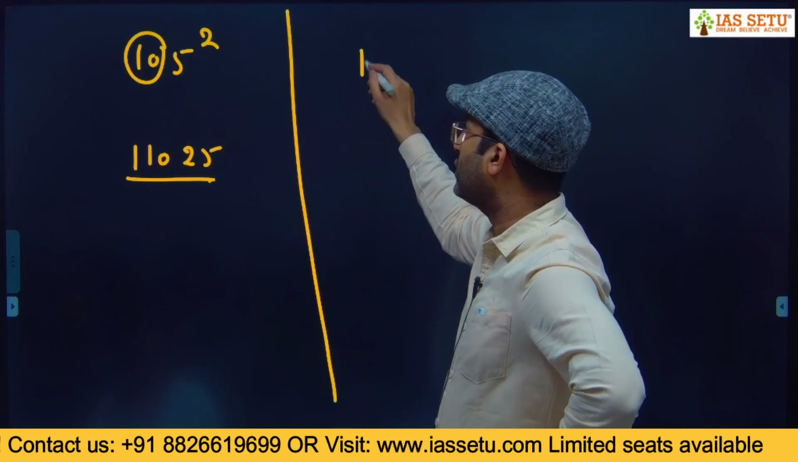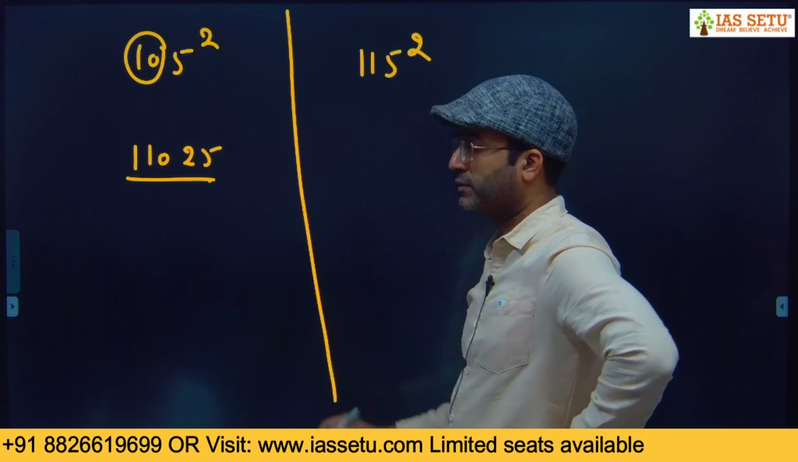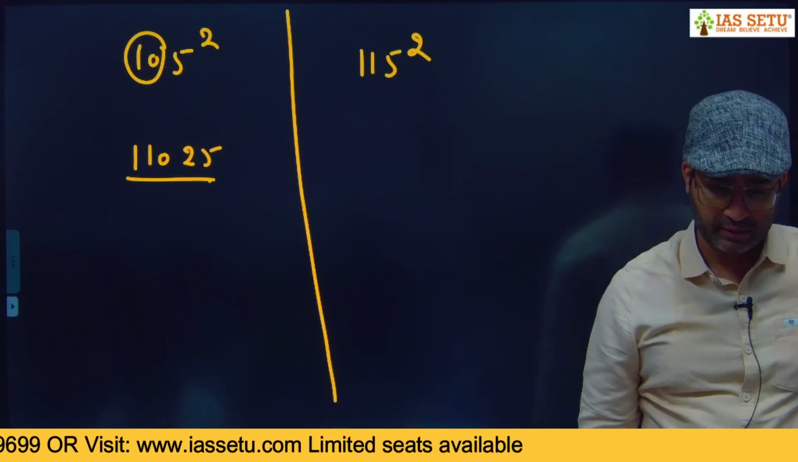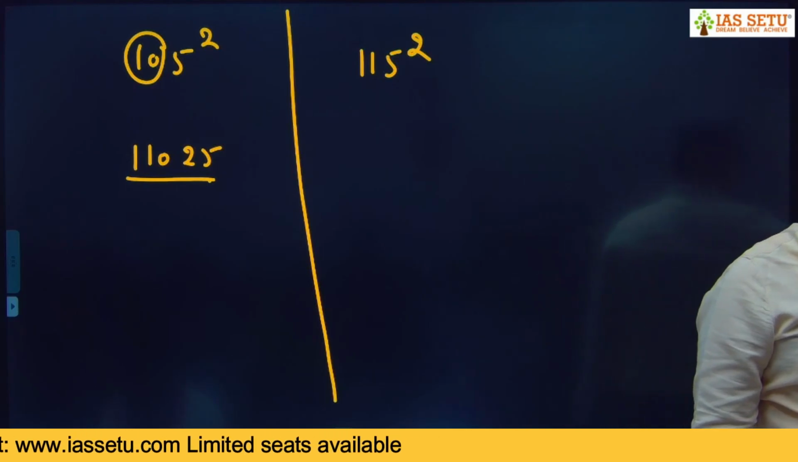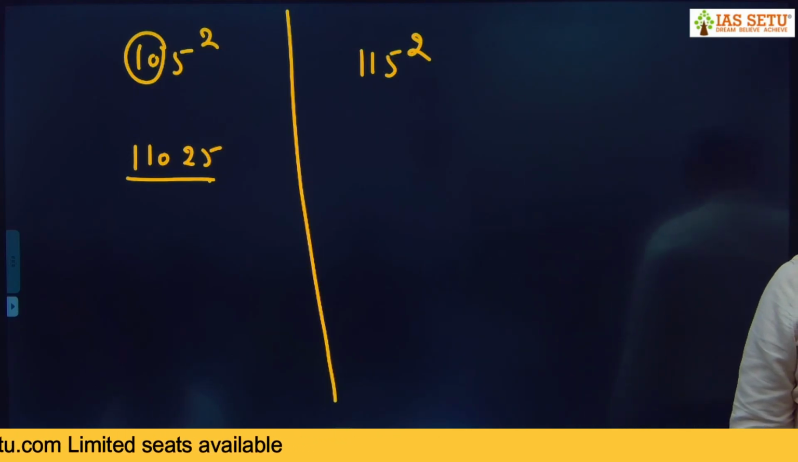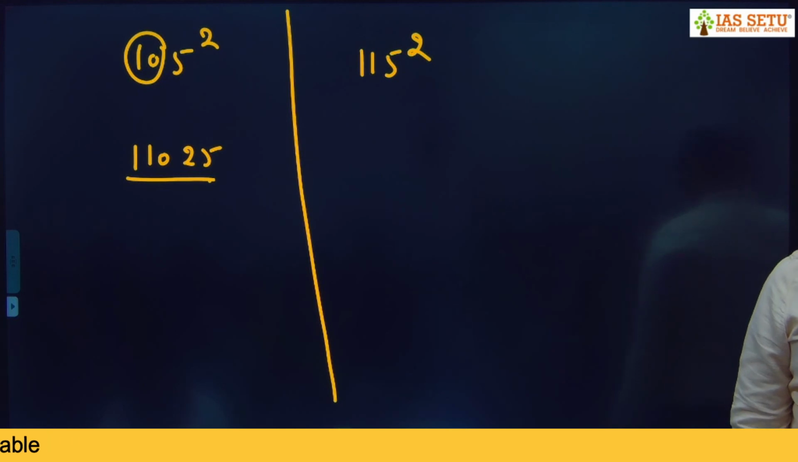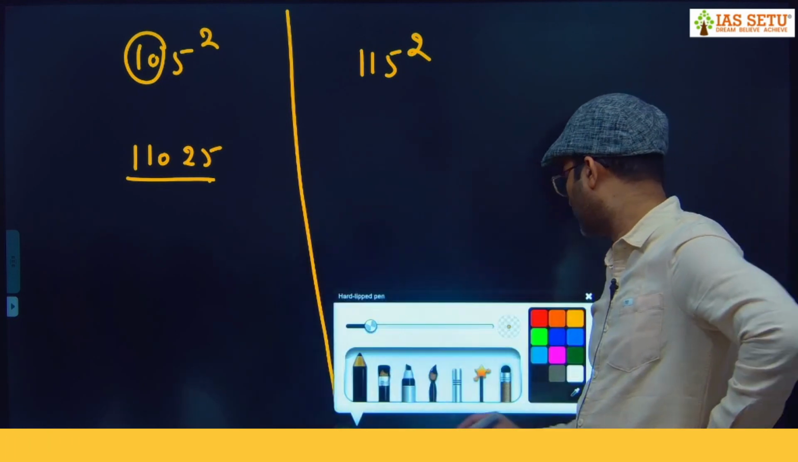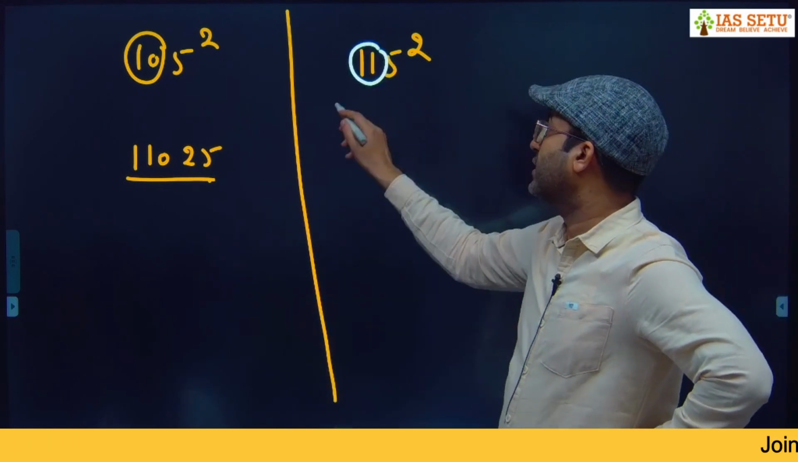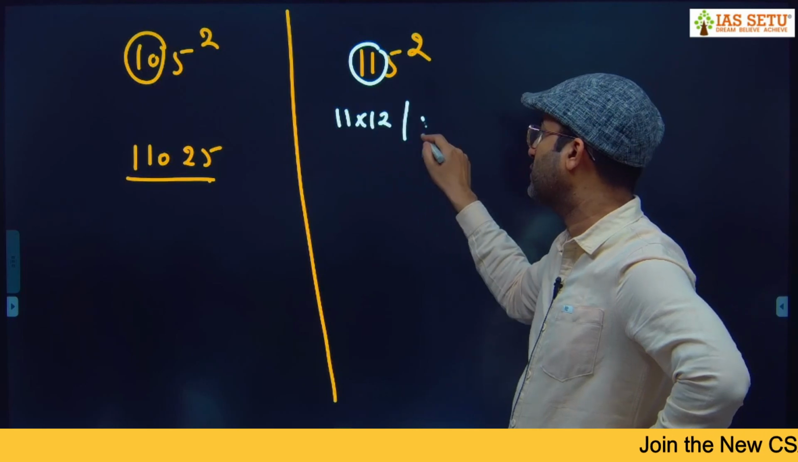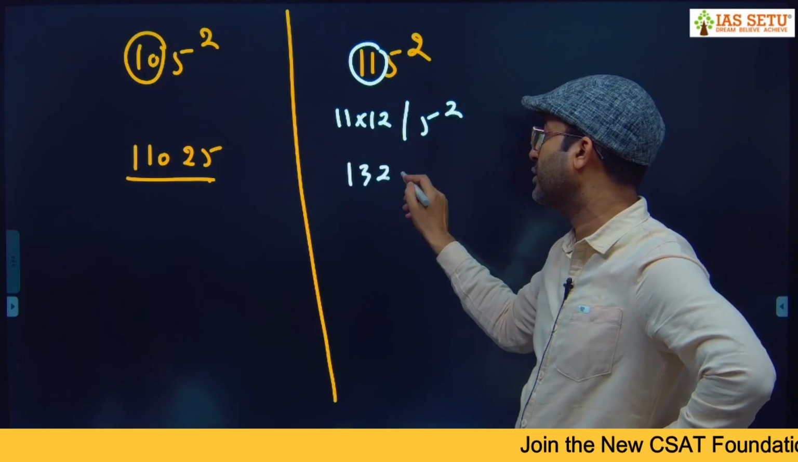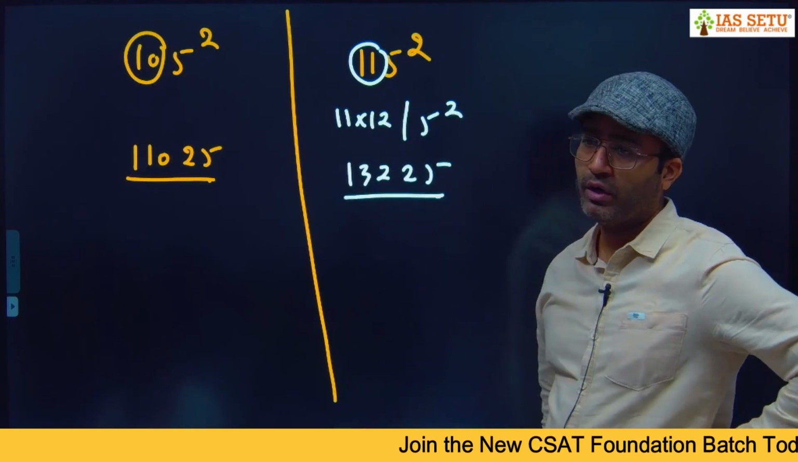Now you try, what is 115 square? So here it is 11 into 12. This is 5 square, 13225.